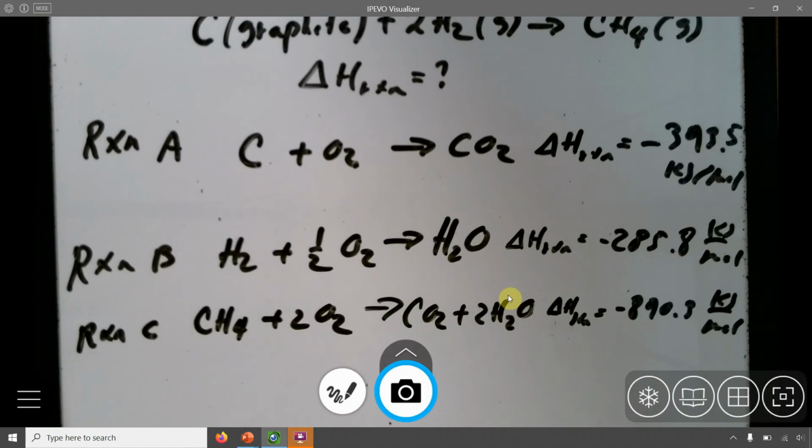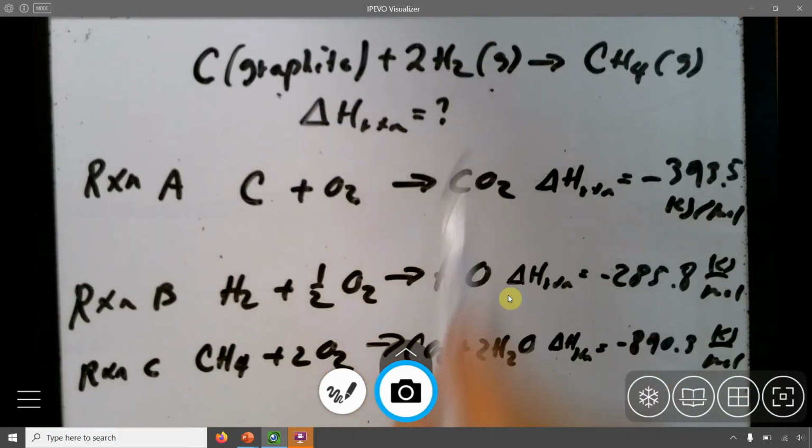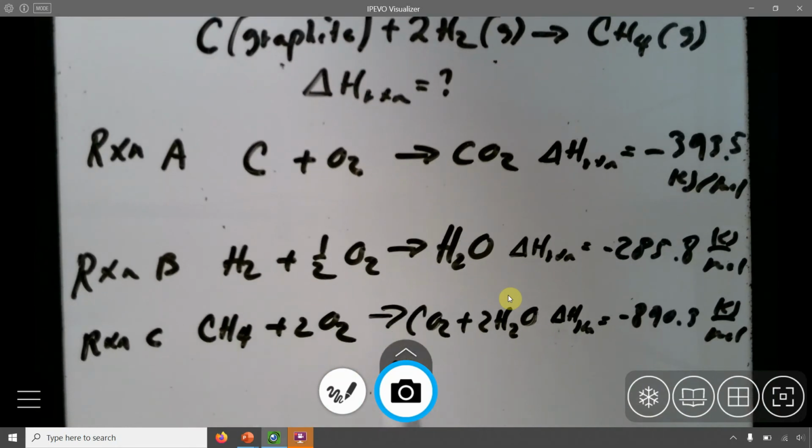So what I'm going to see, I want C and H2 together on the reactant side, right? I want C and H2 on the reactant side. So I'm looking here, what do I see? Well, reaction C doesn't have H2, so I'm not going to involve it for the moment. But reaction A and B do. And if I add them up, then I'll get C and H2 on the reactant side. So that sounds about right?